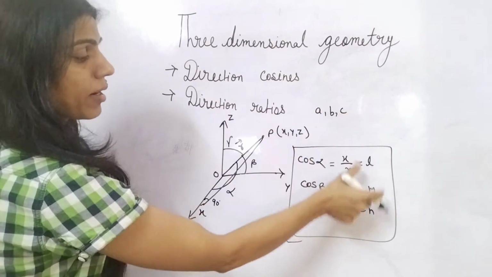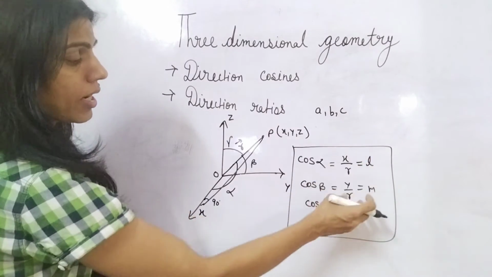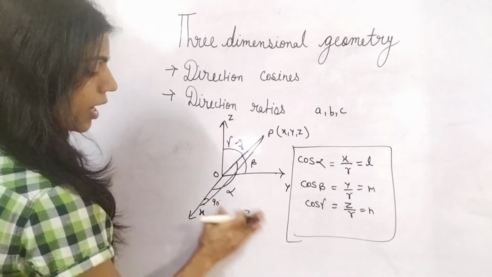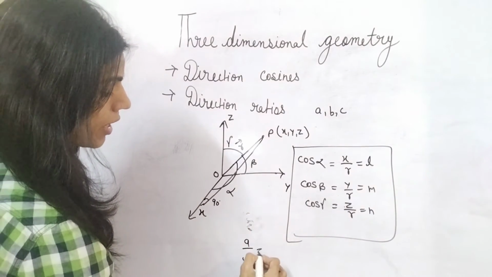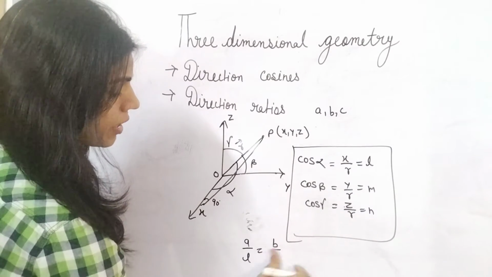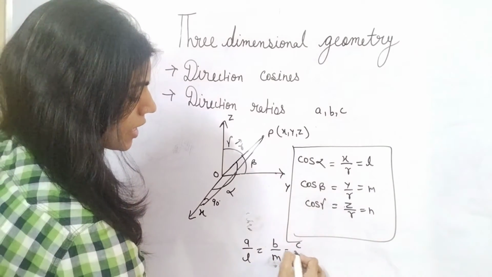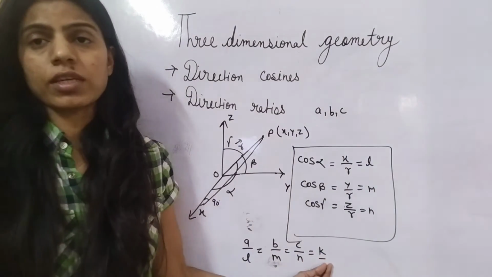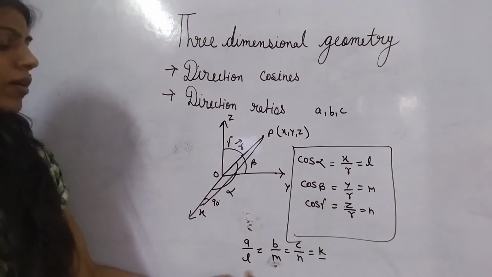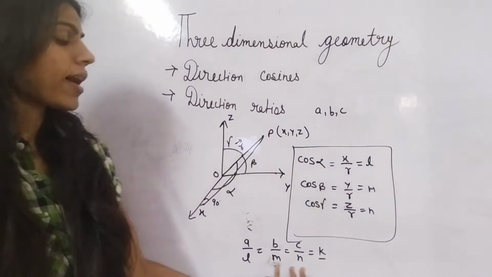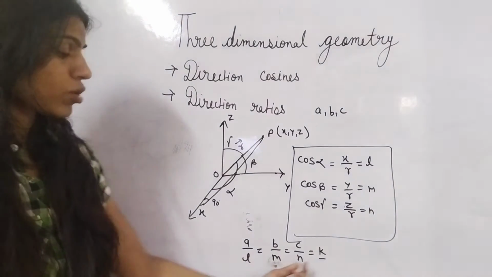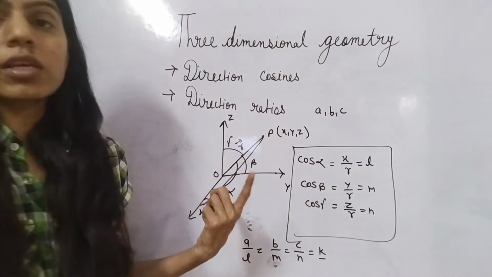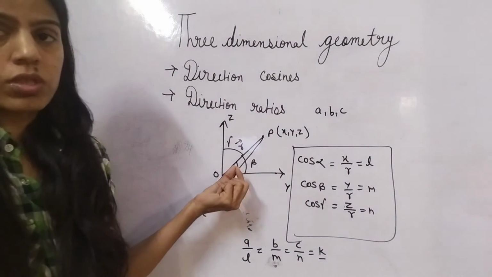Proportion means what? If these three numbers are in proportion with these three direction cosines, I can write a upon l equal to b upon m equal to c upon n is equal to k, where k is a constant, because whenever three or more numbers are in proportion, it means they are equal to some constant. So we are considering here k as a constant. So these a, b, c are known as direction ratios, right?